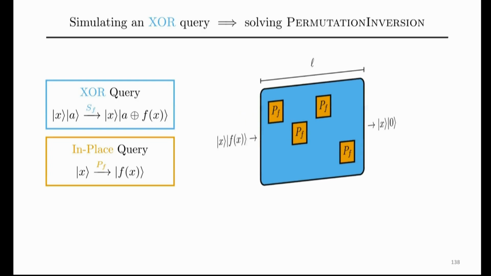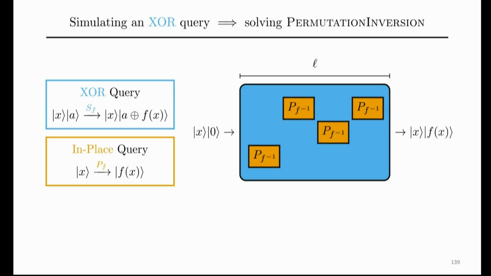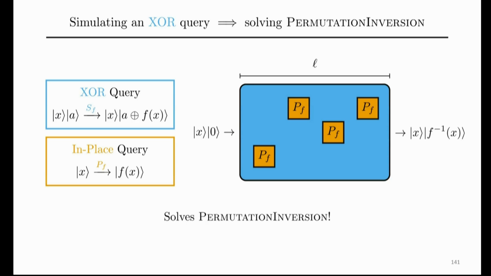So we know that an XOR query is going to do this, so we know our circuit in particular will do this. And if we then invert the circuit by reversing the order of all the gates and inverting each gate, then we get a circuit that converts x, 0 to x, f of x that uses the inverse of the in-place oracle to f. But the inverse of the in-place oracle to f is actually just an in-place oracle to f inverse. And so now if we just symbolically replace all instances of f with f inverse, then we get a circuit that takes L in-place queries to f, and it computes f inverse for any x of our choosing. And so this solves permutation inversion.